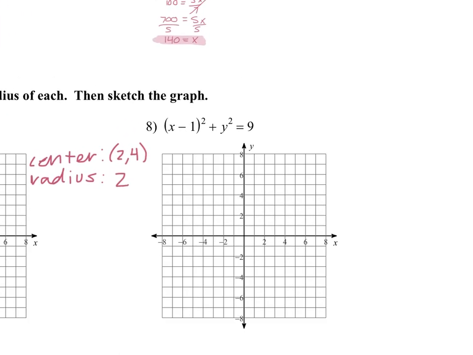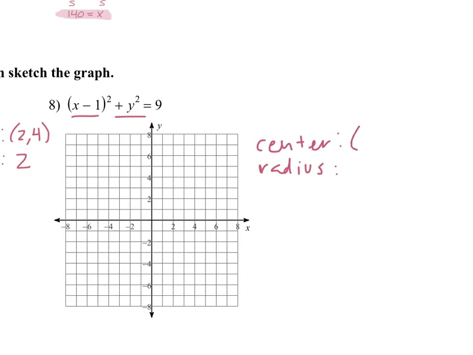Next, for number 8, we need to do the same thing. We need our center and our radius. So our center we get from our parentheses here, and we need to change the sign so that -1 becomes a +1. Since we have nothing being added or subtracted to that y, our y term for the center is just 0. So we can go to our graph, go to the right one, and we stay on 0.